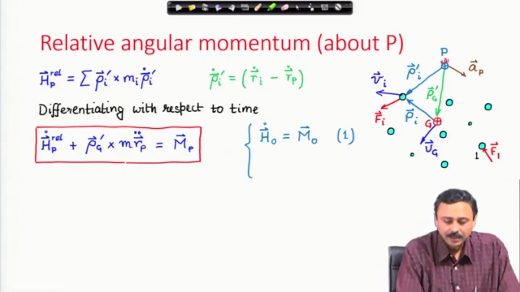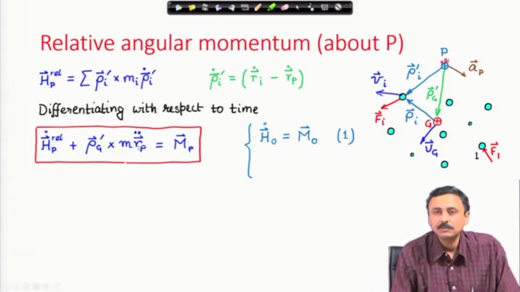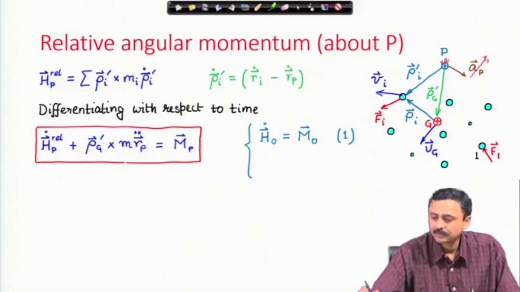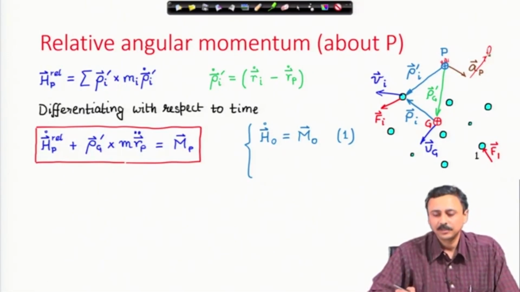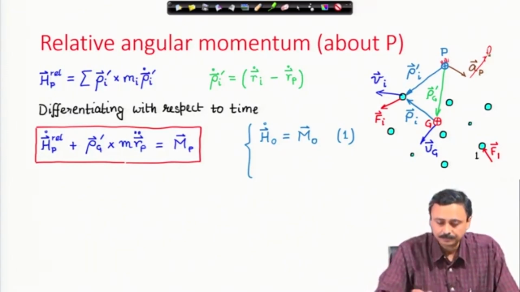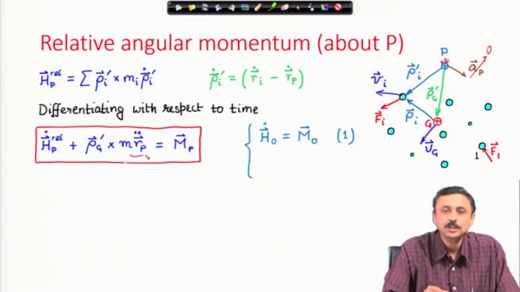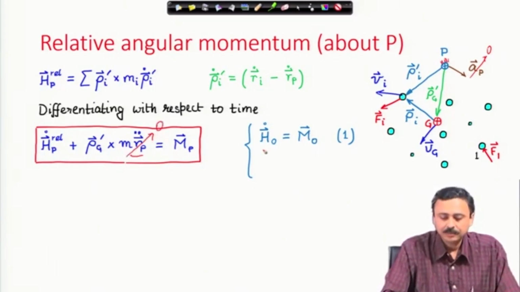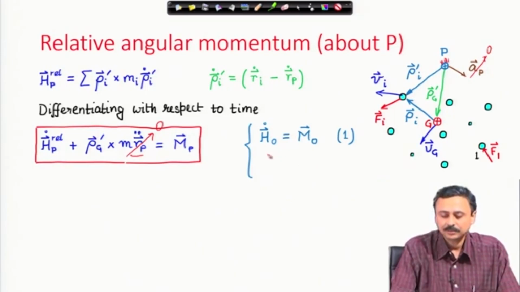Then you will find r p double dot is 0, acceleration of p will go to 0. Under this situation, this goes to 0 because it is fixed in inertial space. Therefore, this term goes to 0. I am left with this kind of an equation I have shown here.